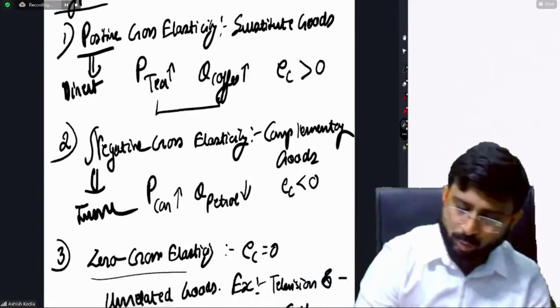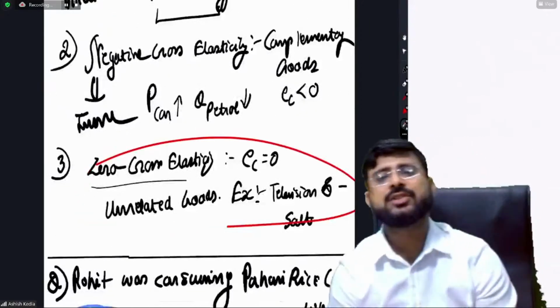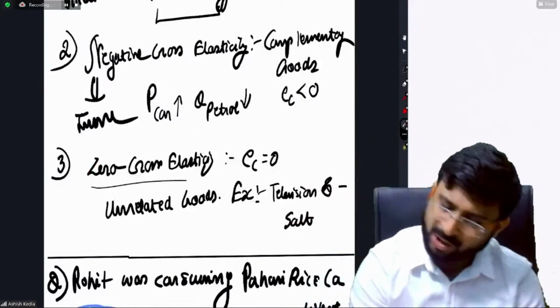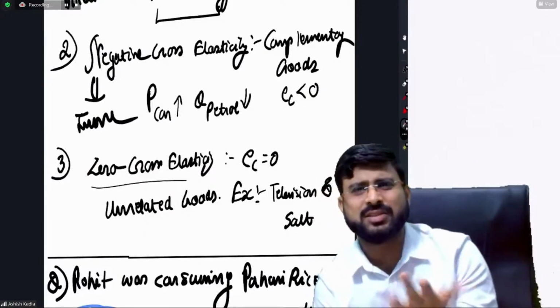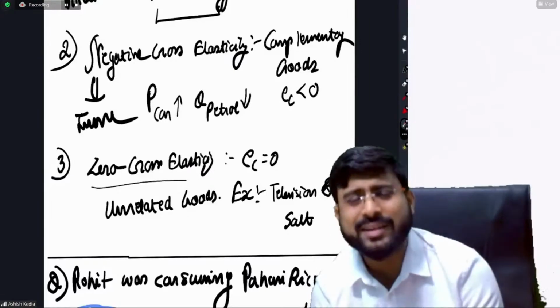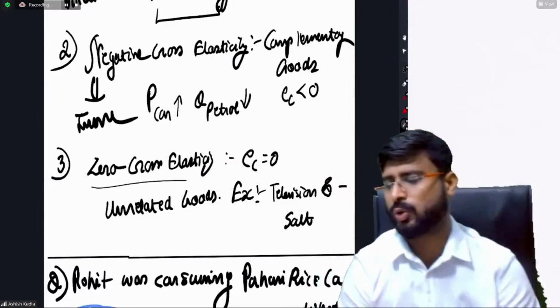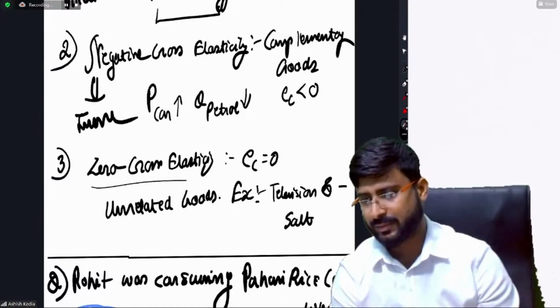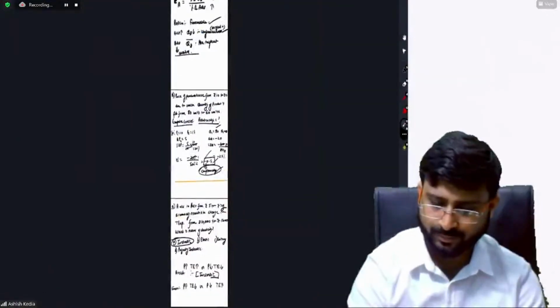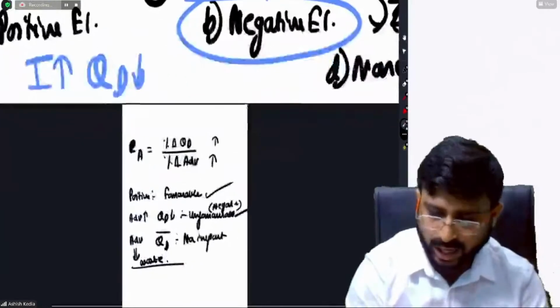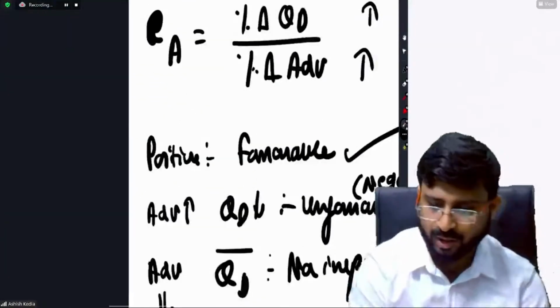Right, sir. And what is zero cross elasticity? Zero cross elasticity is a situation where goods are unrelated, like television and salt. If the price of television rises, does it affect salt? It does not affect salt. So here it is zero cross elasticity. Friends, I hope it's crystal clear, everyone.